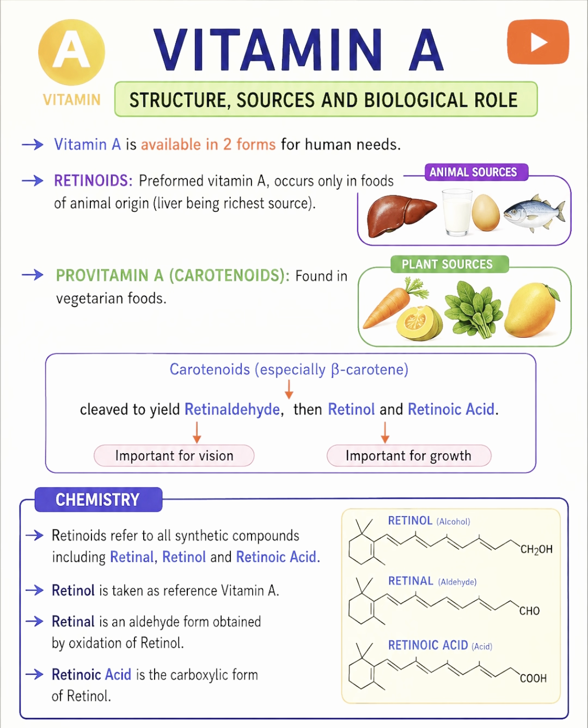So retinal is then reversibly reduced to retinol. Thus retinal and retinol are interconvertible. Retinoic acid is produced by an irreversible oxidation of retinal. Hence the two are not interconvertible.